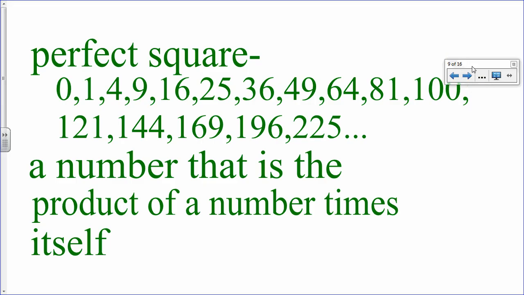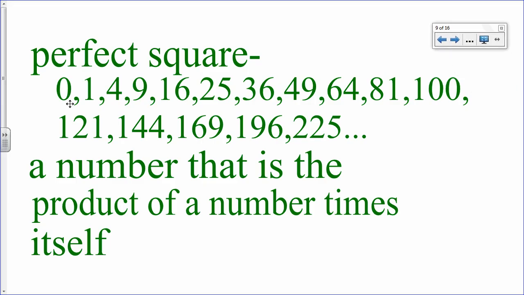Perfect squares. Here's some examples. 0, 1, 4, 9, 16, 25, 36, 49, 64, 81, 100, 121, 144, 169, 196, 225, and we can continue on. A perfect square is a number that is the product of a number times itself.